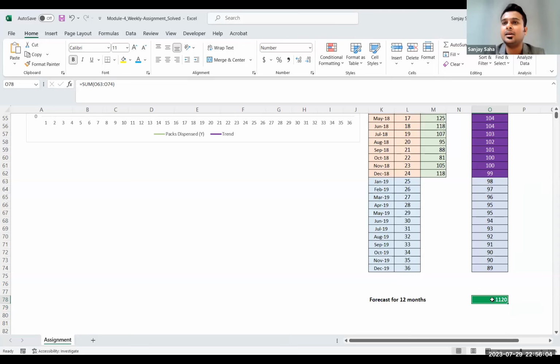This is just saying that if we follow this trend line, which we have identified, this is the amount of packs which will be needed for the next 12 months. So this is what logically we are saying. Does that make sense now?